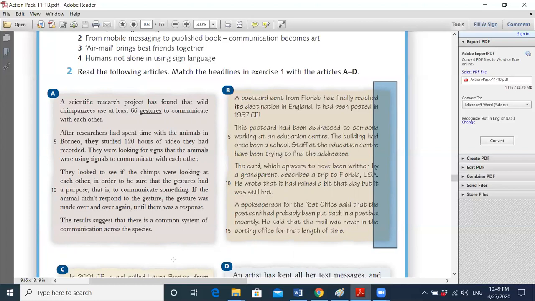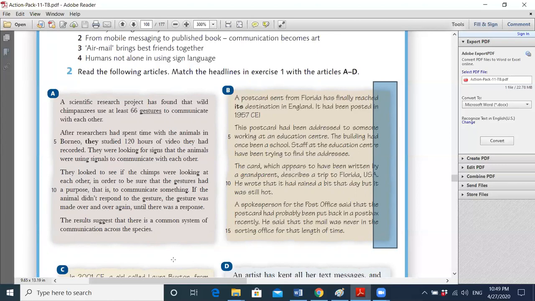So a nod of the head is a gesture. A wink of an eye is a gesture. A thumbs up is a gesture. All of these are movements that you do to communicate a certain message. So in this paragraph, it says that chimpanzees can use gestures to communicate. Let's move to the second paragraph in this passage.